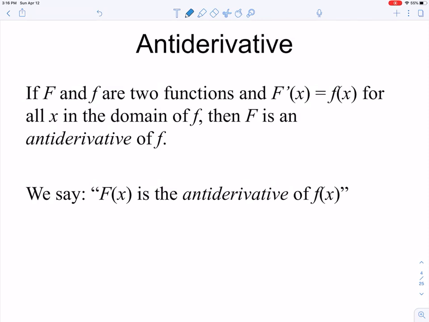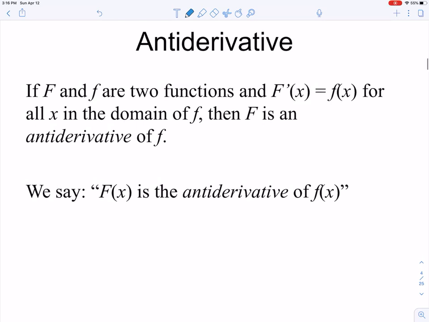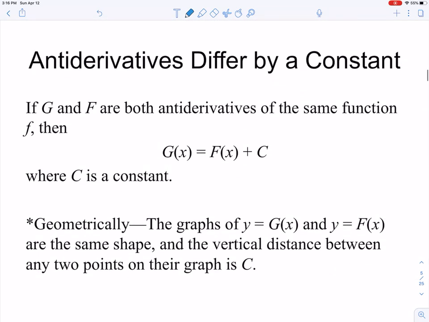So if capital F and lowercase f are two functions and the derivative of capital F of x is equal to lowercase f of x for all x in the domain of lowercase f, then capital F is an antiderivative of lowercase f. So we could say capital F of x is the antiderivative of lowercase f of x.